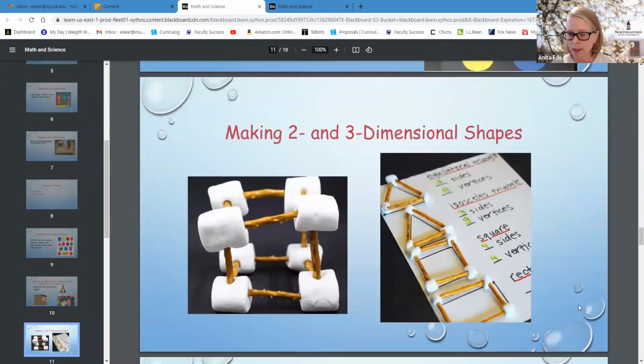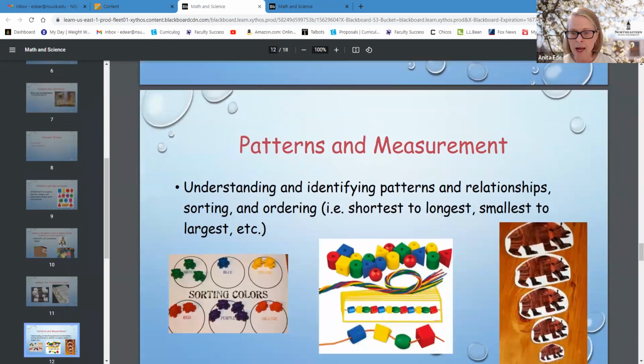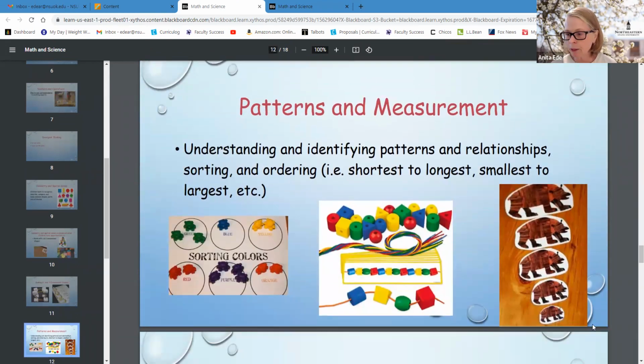Pretzels and marshmallows are wonderful too, as you can see. Patterns and measurement, very important. Obviously, you're going to do a ton of sorting if you're teaching pre-K and kindergarten. By the time they get into first grade, you're going to have more along the lines of patterns, because they're going to start out with a simple A, B, A, B, A, B, but they're going to get much more difficult as the year progresses.